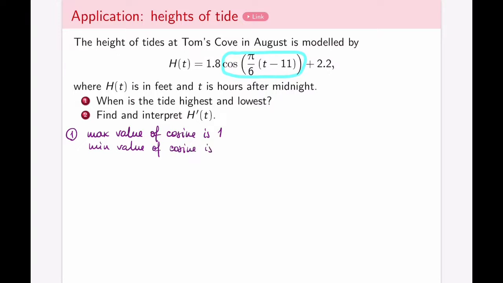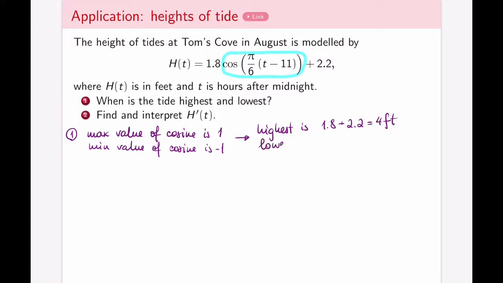Once I know that, all I have to do is figure out when does that happen. First, I can do something a little bit simpler and figure out what it is when it does happen. So the highest actual tide is what? Well, when cosine is 1, I'm going to have 1.8 times 1 plus 2.2. So I'm going to have altogether 4 feet.